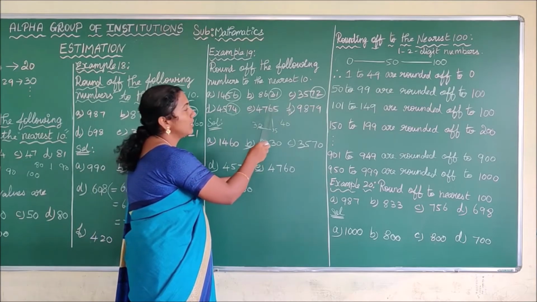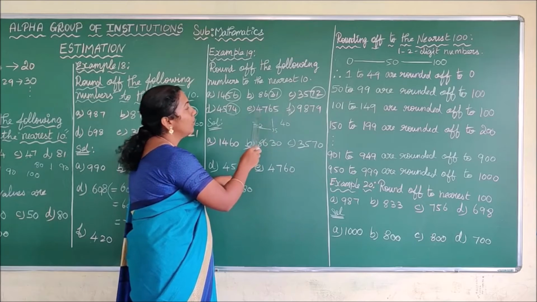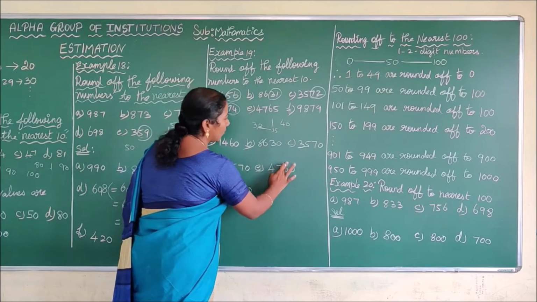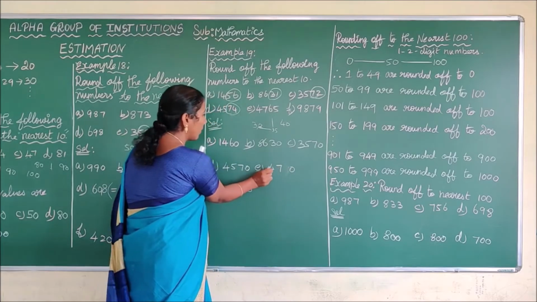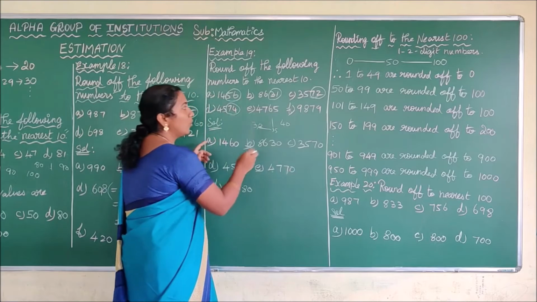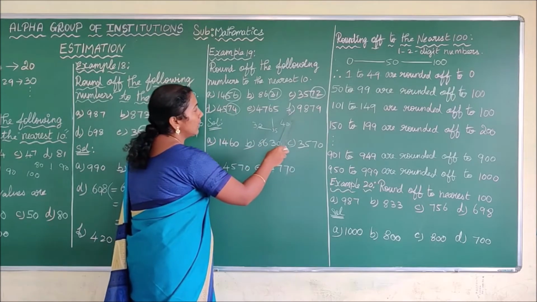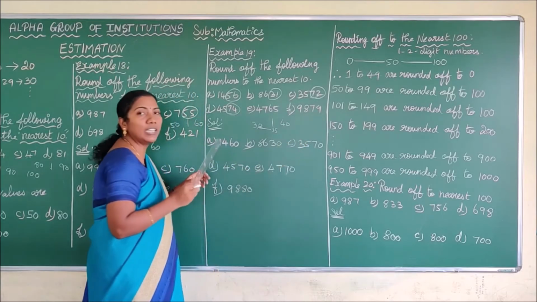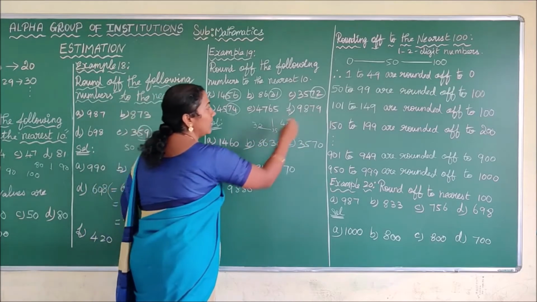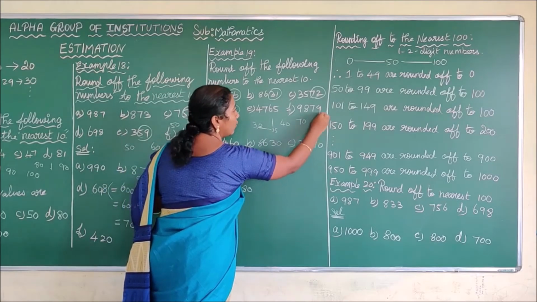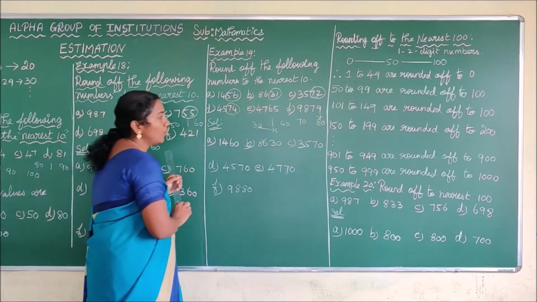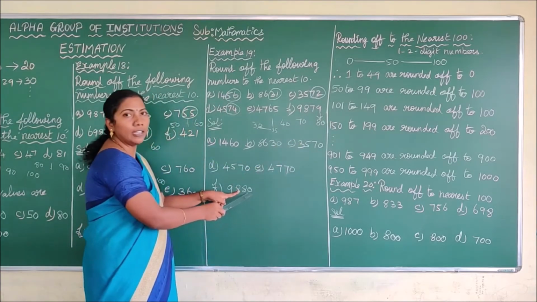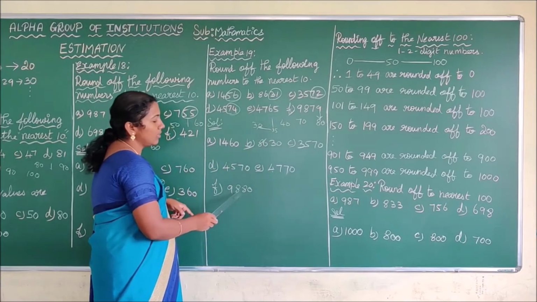4765. 65 is rounded off to the higher 10, that is 70. So the rounded value is 4770. So here you have to write 70, children. 4770. See the next one, 9879. 79 is rounded off to the higher value. 79 lies between 70 and 80, so it should be rounded off to the higher value, 80. 79 is rounded off to 80. Thus the answer to this question is 9880.